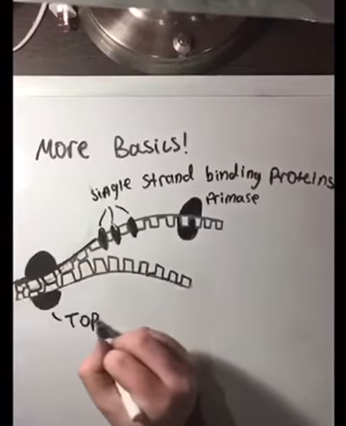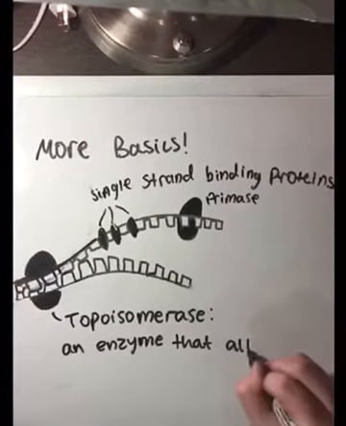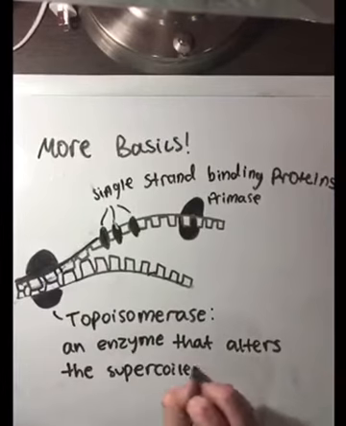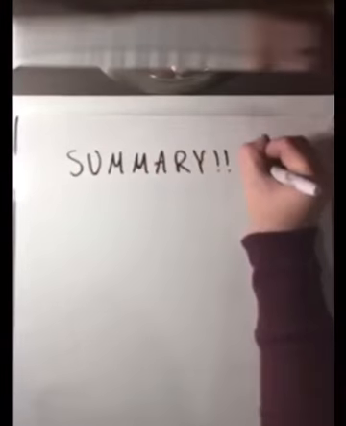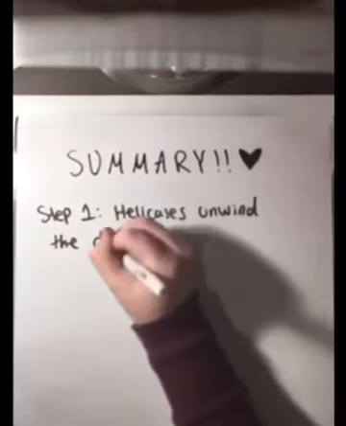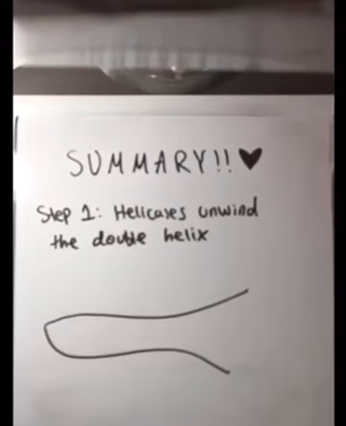Another helper enzyme is topoisomerase. I have no idea how to pronounce it, but it unwinds during replication. The winding problem of DNA arises due to its structure.